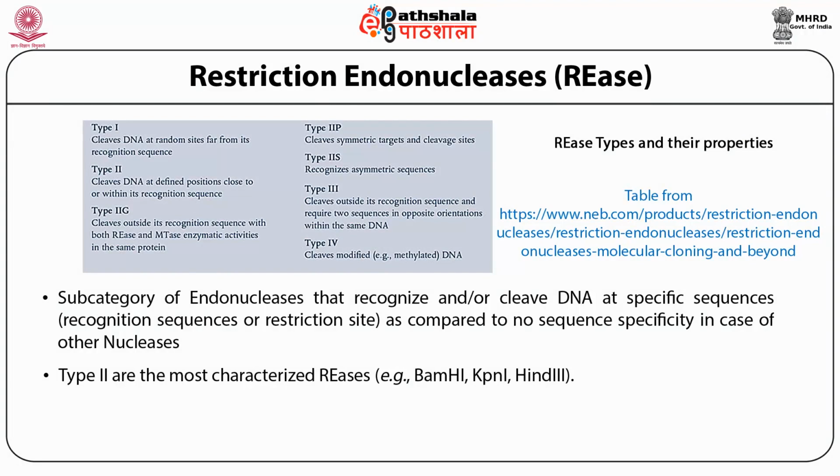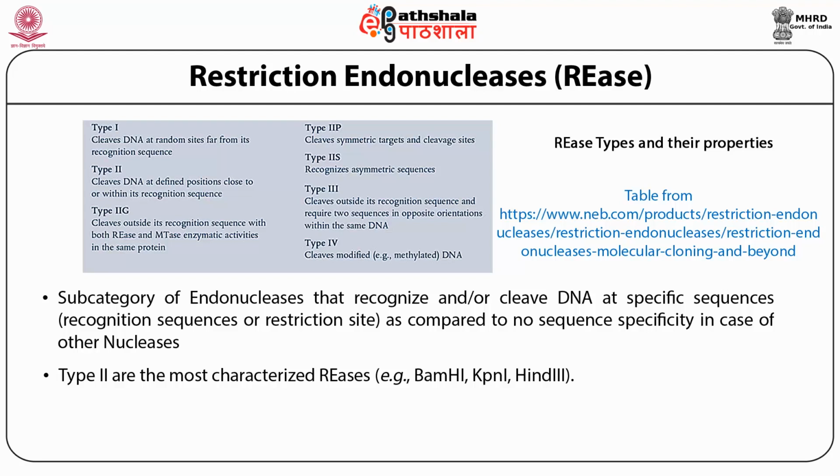We will deal with the individual categories in a separate module, but the table given below gives you an overview of different restriction endonucleases such as type 1, which is known to cleave DNA at random sites far from its recognition sequence. Usually it's more than 1000 base pairs away.